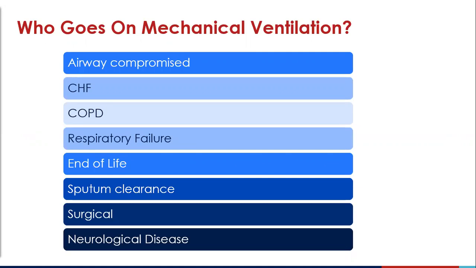Who goes on mechanical ventilation? Based on individual facility parameters, patients will be placed on mechanical ventilation depending on the decision-making team. These are some examples of who may need to go on mechanical ventilation: airway compromise, CHF, COPD, respiratory failure, end of life, sputum clearance, surgical, neurological diseases.